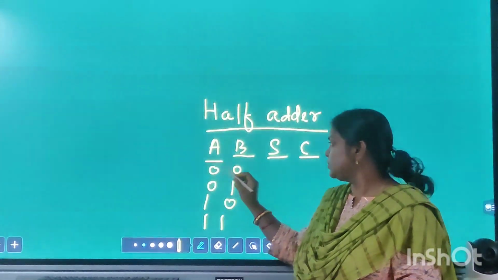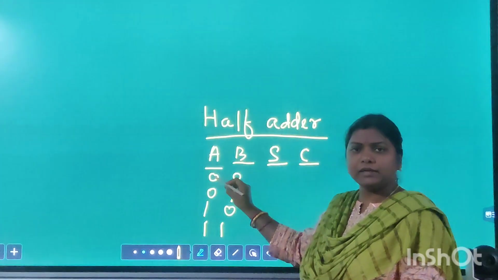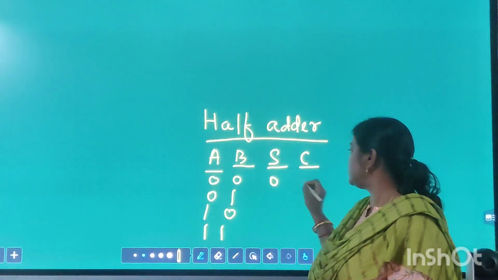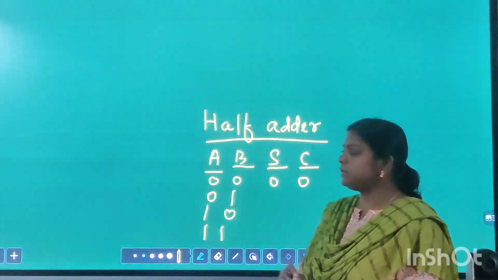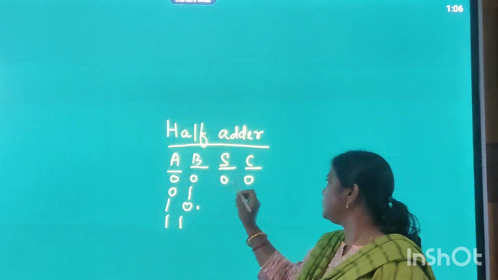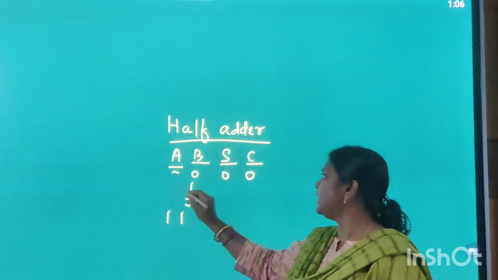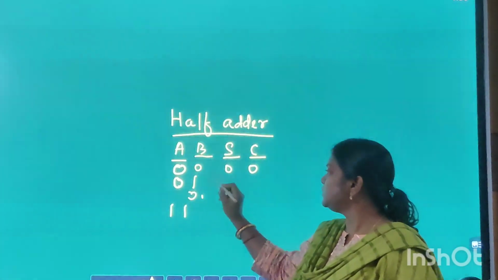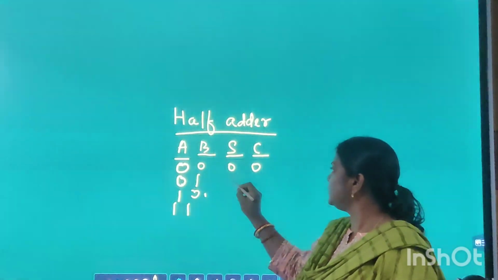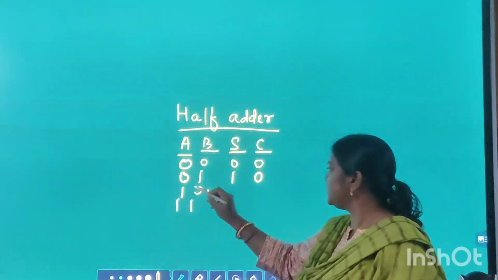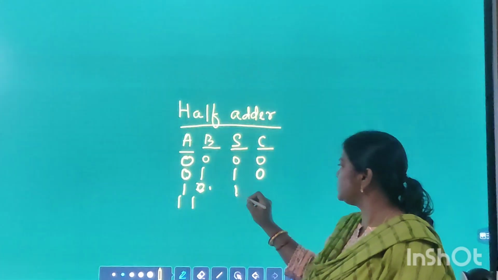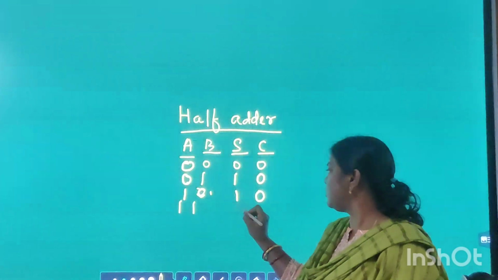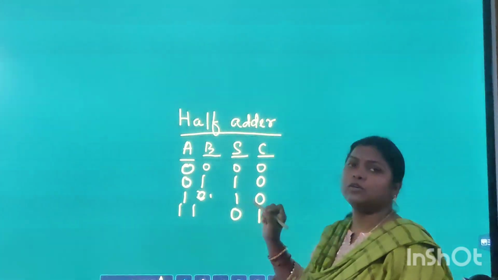So when 0 is added with 0, then sum will be 0 as also carry is 0. When 0 is added with 1, then sum is 1, carry is 0. When 1 is added with 0, sum is 1, carry is 0. When 1 is added with 1, then sum is 0 and carry is 1.